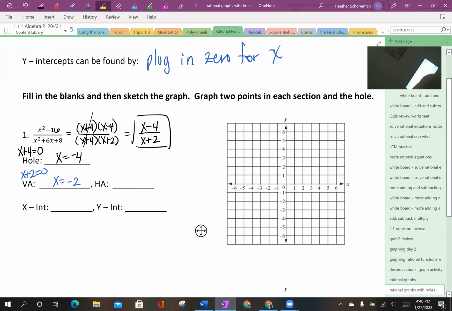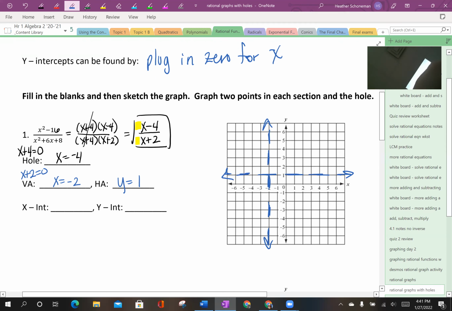The horizontal asymptote is the ratio of the leading coefficients. In this case, it's 1 over 1, which is just going to be 1. As a side note, for these ones where there's holes, I'm keeping things pretty straightforward, and the horizontal asymptote is just always going to be 1 on these. So that's nice. Okay, so we have a vertical asymptote at negative 2. We have a horizontal asymptote at 1.